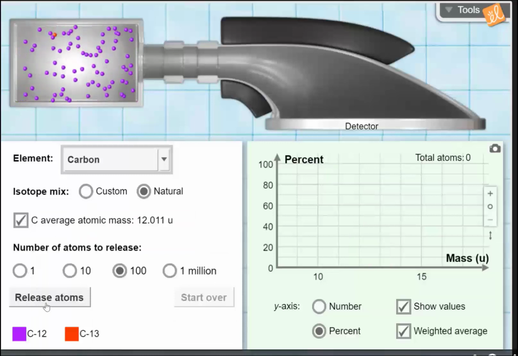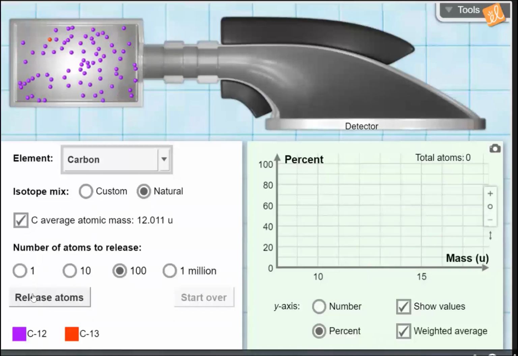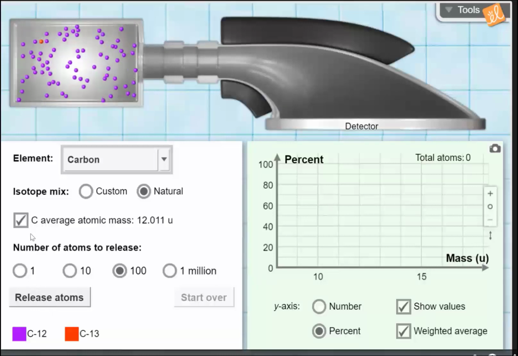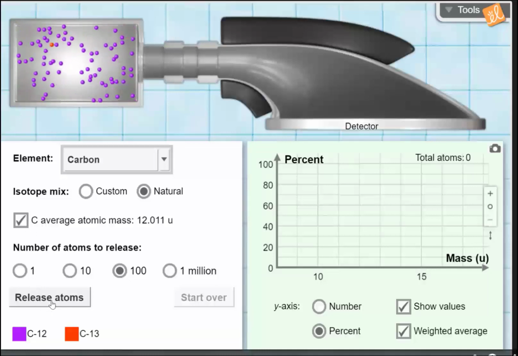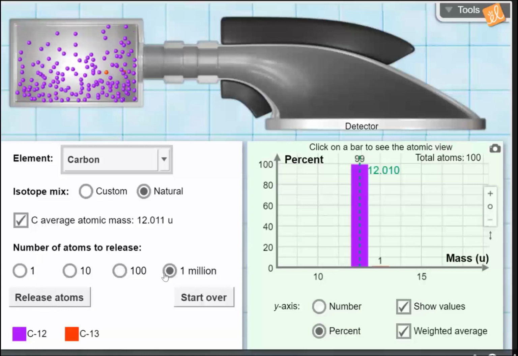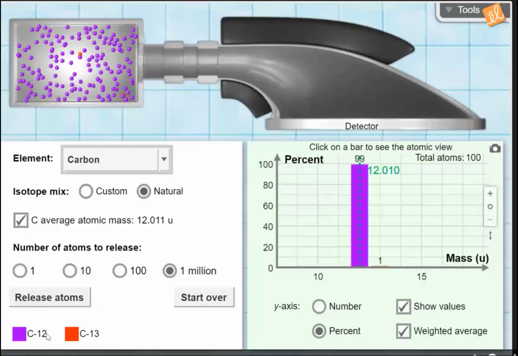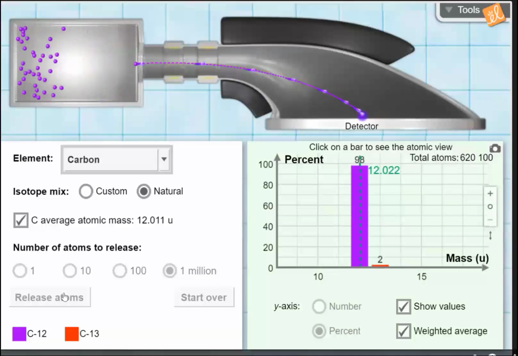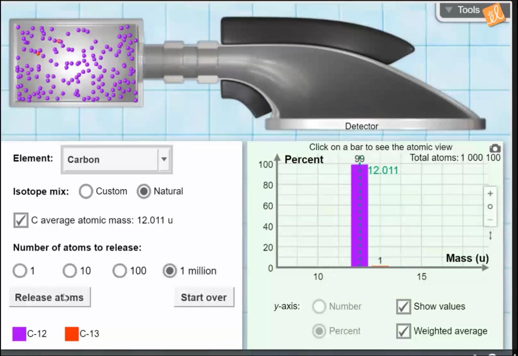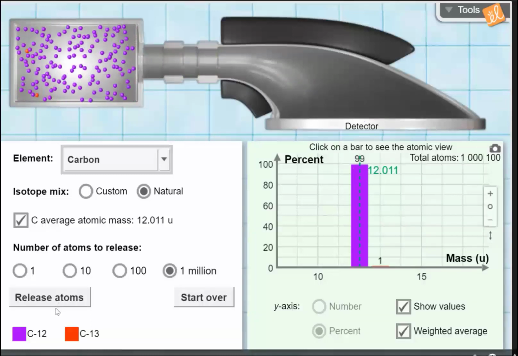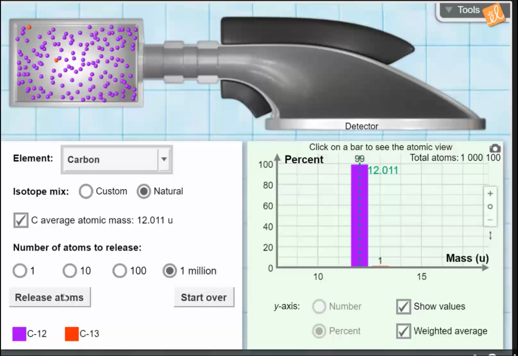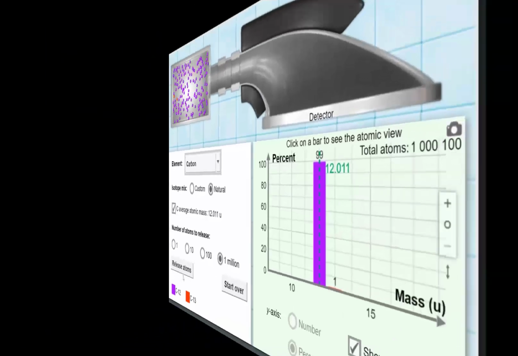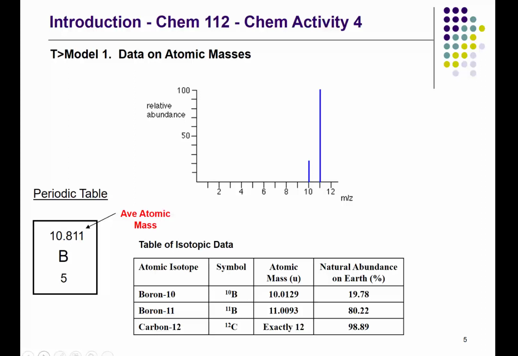We now choose the natural isotopic mixture for carbon, which is approximately 99% carbon-12 and 1% carbon-13. Observe in the vaporization chamber that there are very few red atoms, which represent the carbon-13 isotope. The analysis again shows two peaks, but clearly there's a huge excess of carbon-12 versus carbon-13. As expected, a weighted average would give a mass closer to the more abundant isotope, of course carbon-12. While this simulation is helpful in imagining the workings of a mass spectrometer, the presentation of the mass spectrum itself is not quite typical. Let's turn to teaching model 1 to see a more representative mass spectrum for an element.